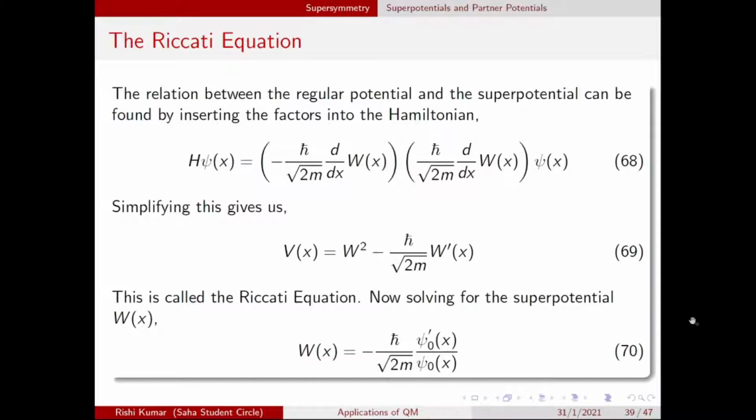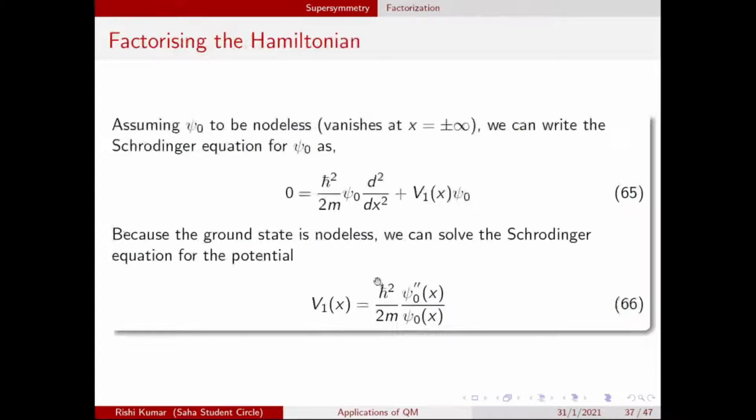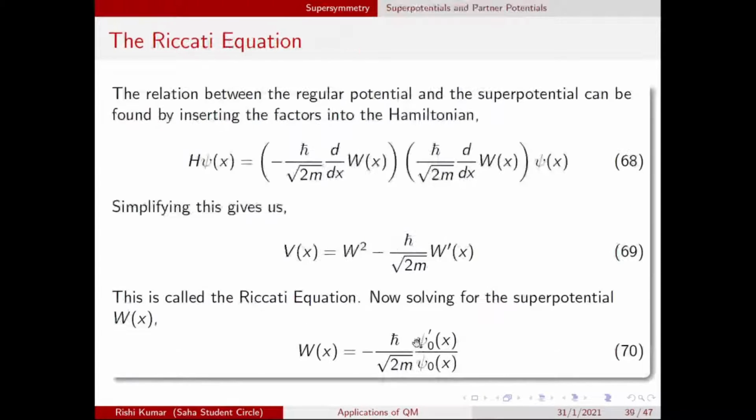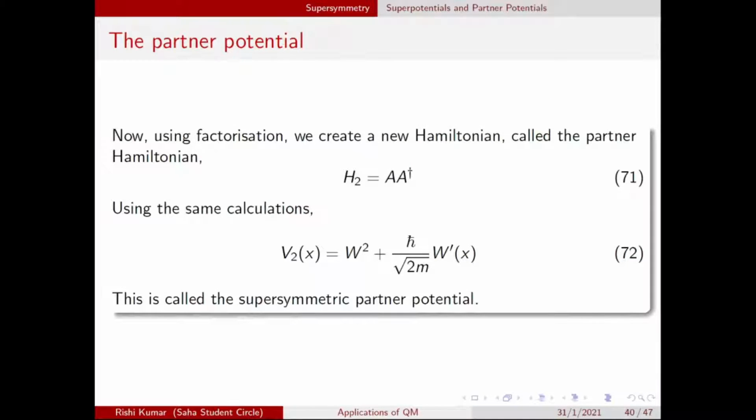So now solving for the superpotential W(x). Okay, so we saw V(x) right here. So V1(x) is this. And essentially now solving for the superpotential, we have W(x) equals negative h bar by root 2m psi naught dash x by psi of x. So now we have seen that we have essentially reduced this to a first order derivative and not the second order derivative. Now we are going to do the same, but instead of A dagger A, we are going to do it for A A dagger.